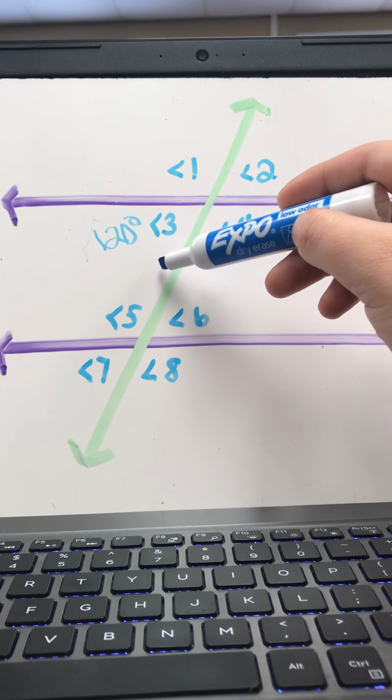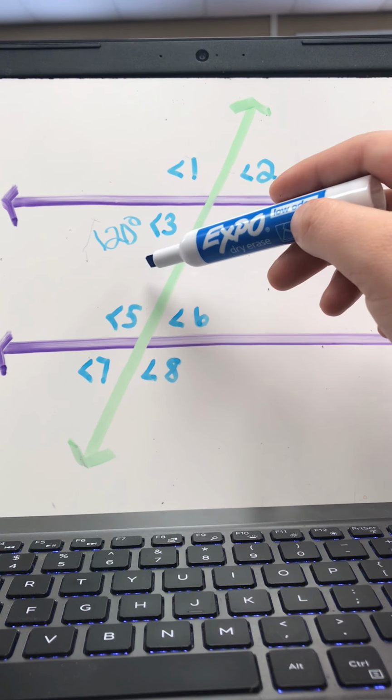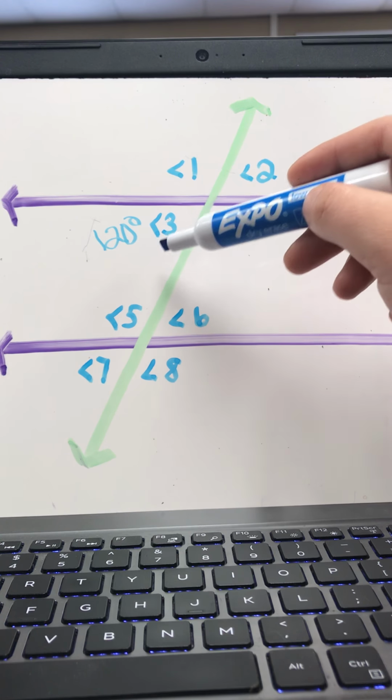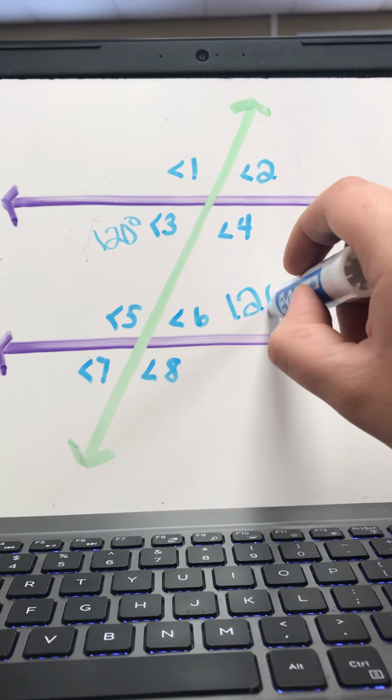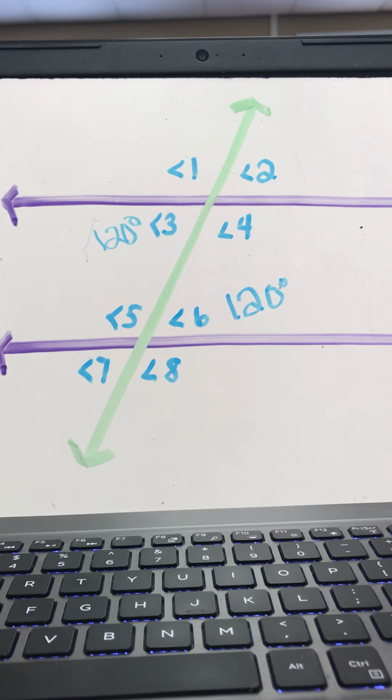So if angle 3 is equal to 120 degrees and they're congruent, then that means that angle 6 has to also be equal to 120 degrees. And that was the answer for number 5. So it asks, what will angle 6 equal if angle 3 is equal to 120 degrees? It will equal 120 degrees because they are congruent, because they are alternating interior angles.